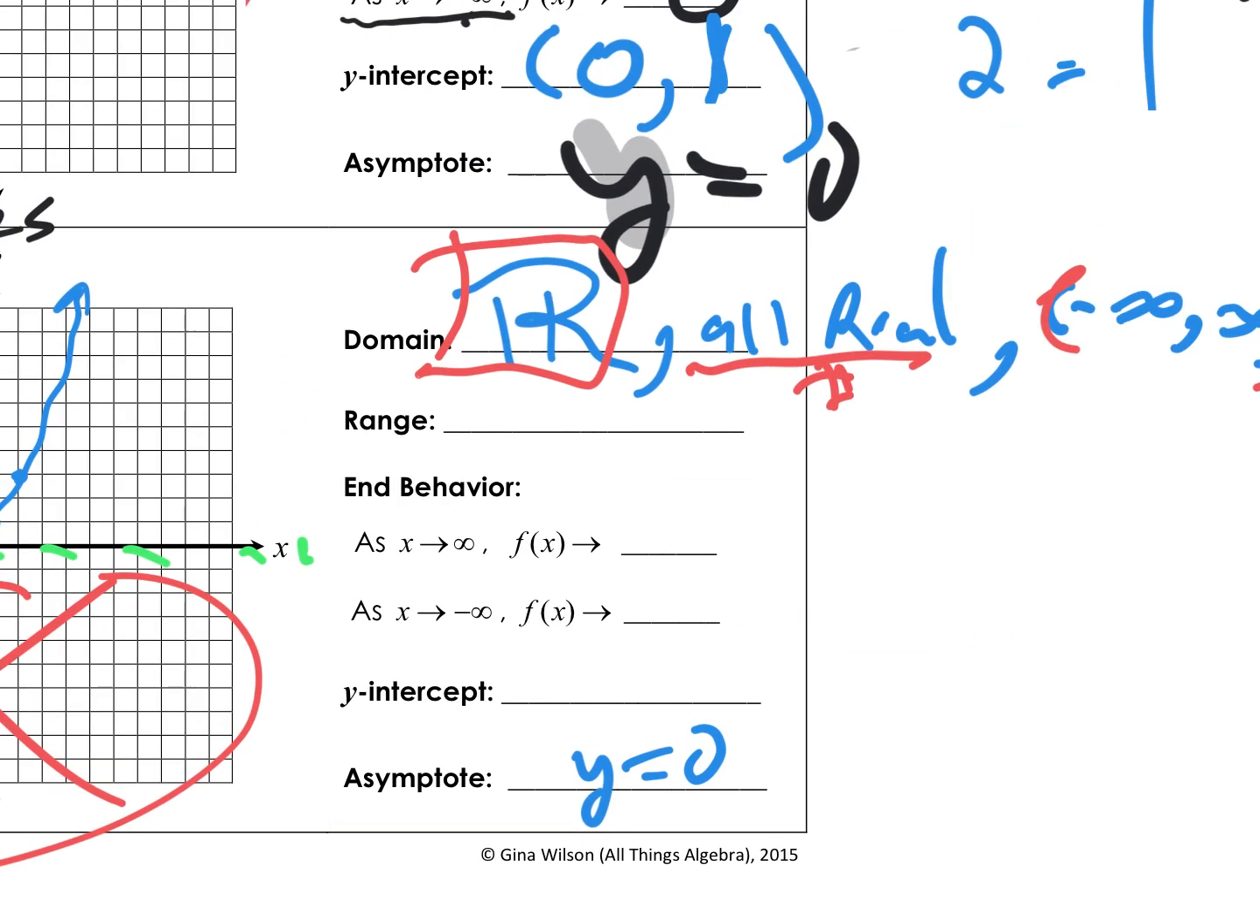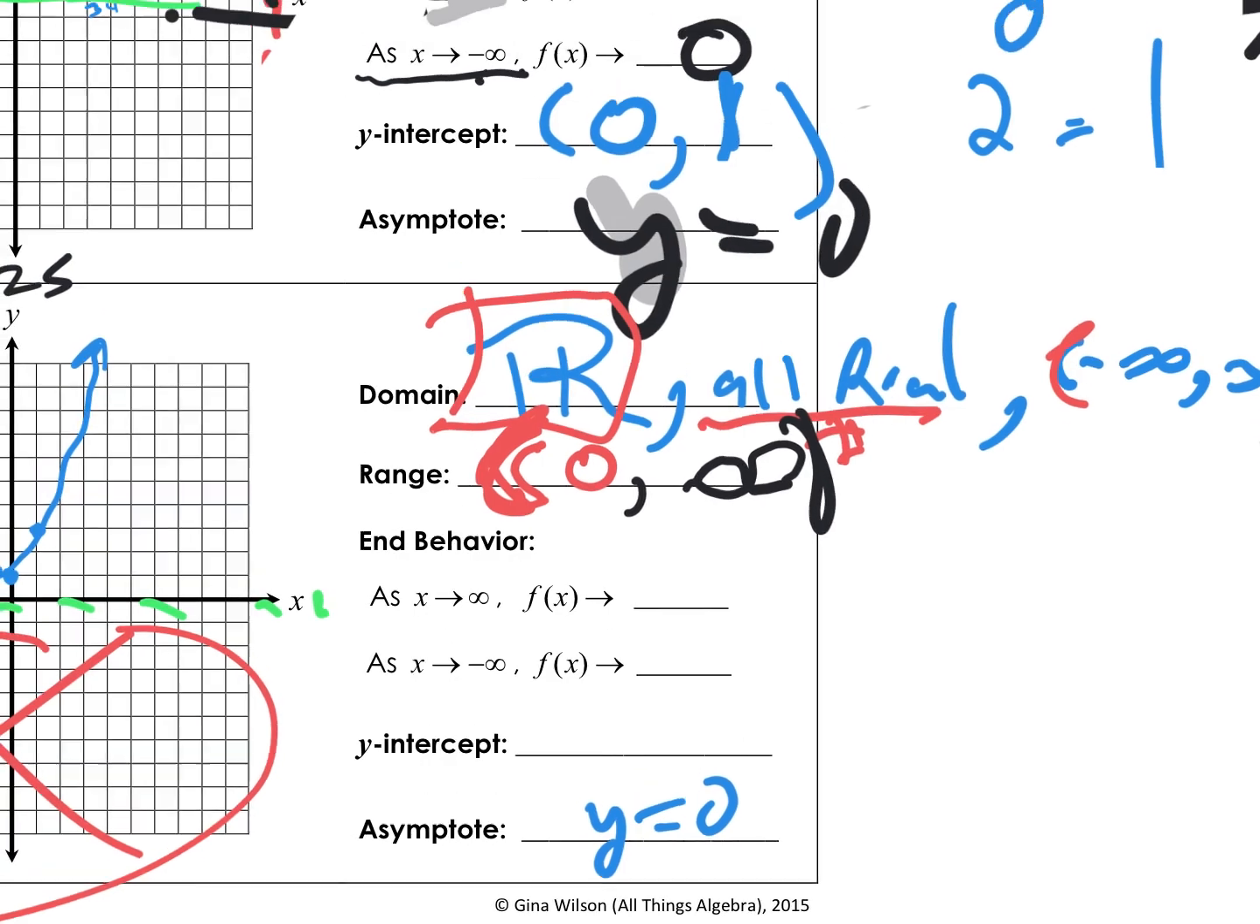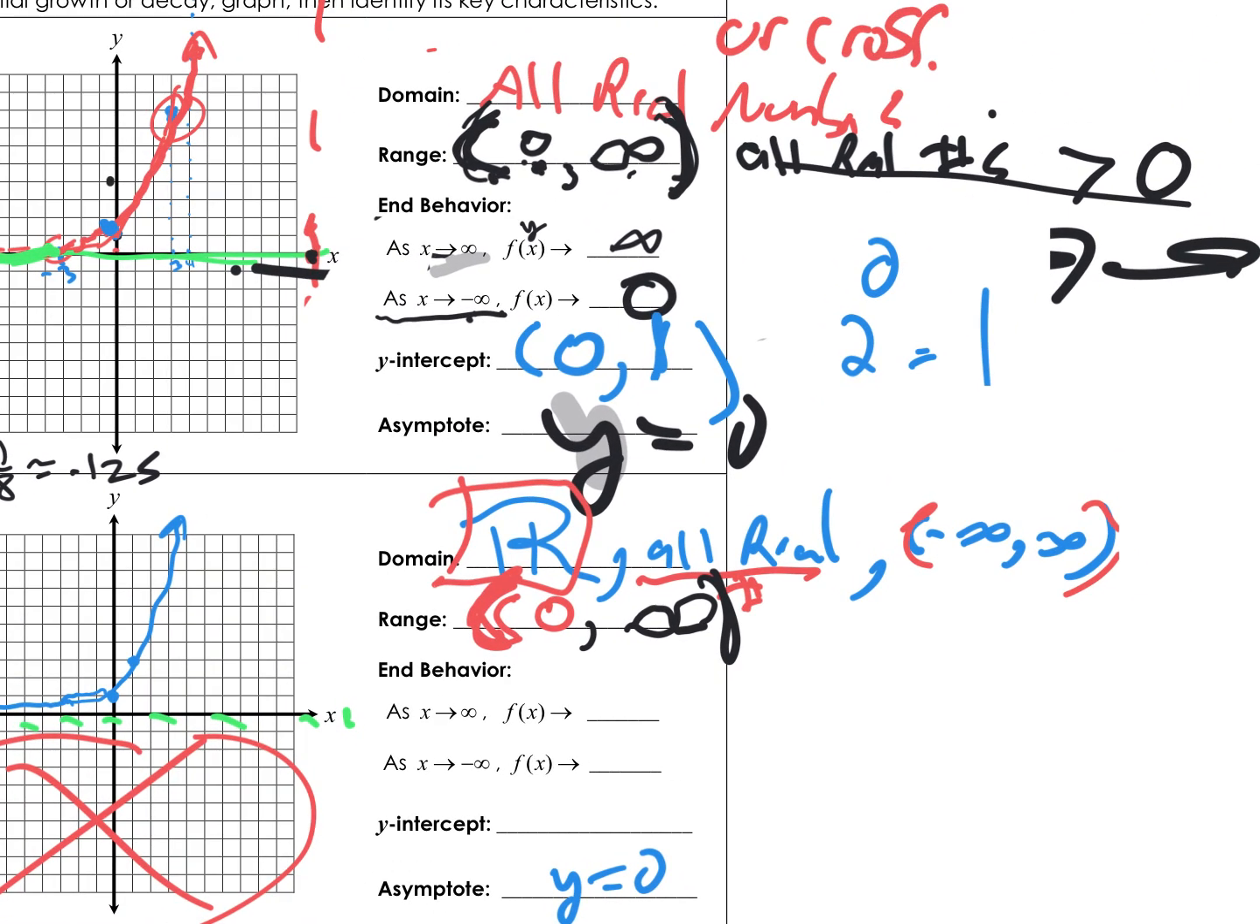So again, the answer is going to be parenthesis. The lowest I can go is 0, approaching it. That's why I use a parenthesis, because I can't get to it. If I could get to it, I would use a bracket. But I can't use a bracket because it'll never get there. Comma, how high can it go? 1? No, higher. Infinity. Infinity with another parenthesis. Basically, 1 and 2 have the same answers for domain and range. Domain will always be this. The range will not always be this, because you have to identify where the asymptote is. And you got lucky. Both of those graphs had the same asymptote.